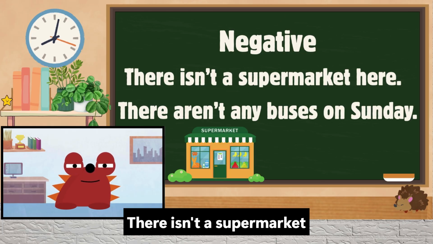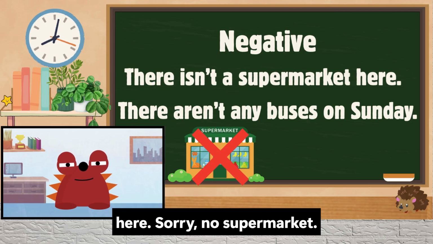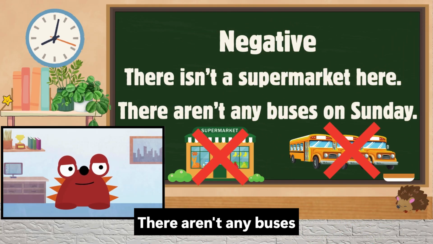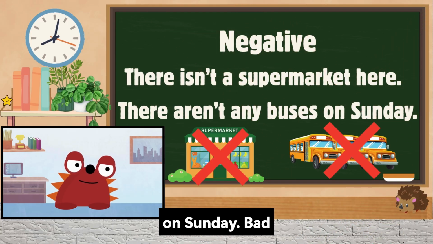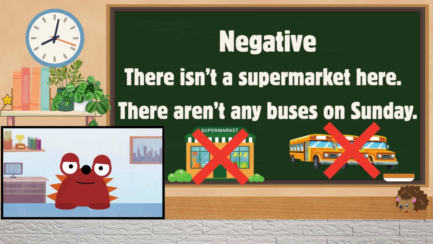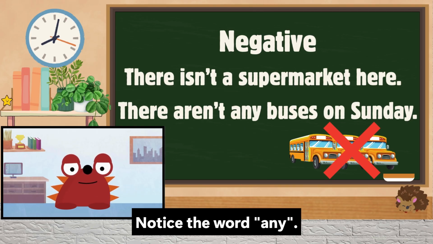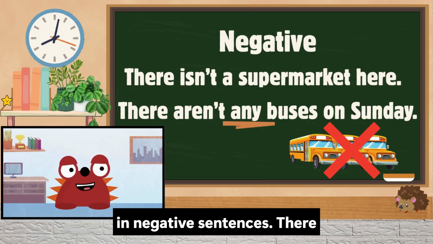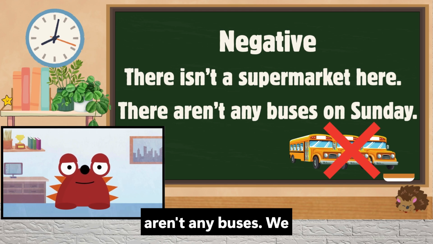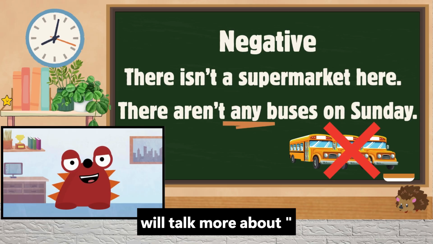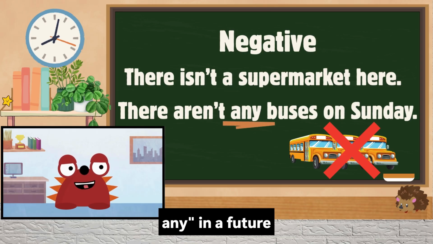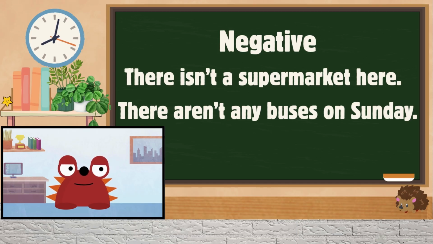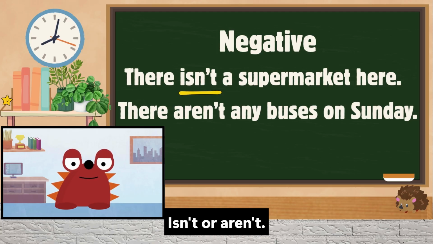There isn't a supermarket here. Sorry, no supermarket. There aren't any buses on Sunday. Bad news for Sunday travel. Notice the word any. We often use any in negative sentences. There aren't any buses. We will talk more about any in a future lesson. For now, just remember, negative, we use isn't or aren't.